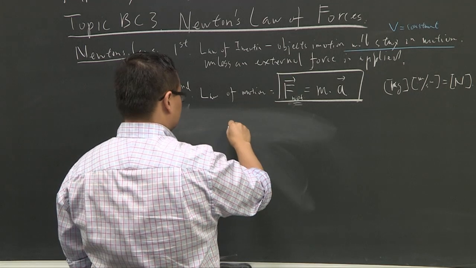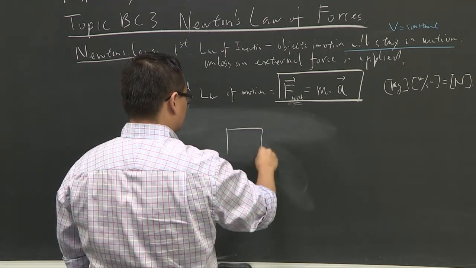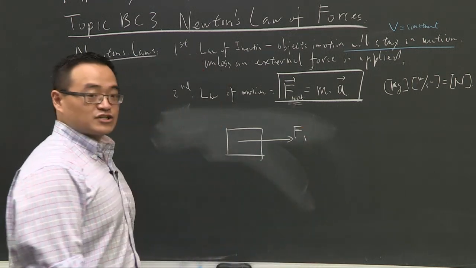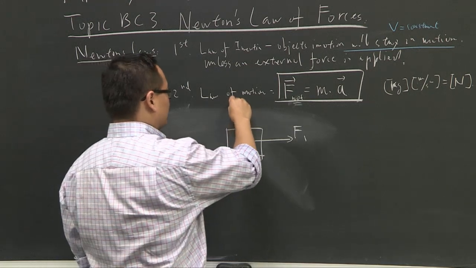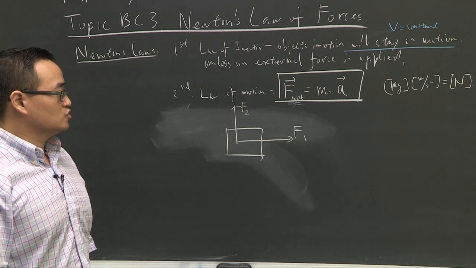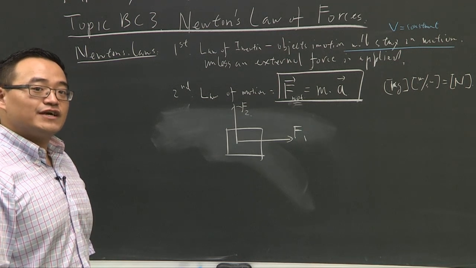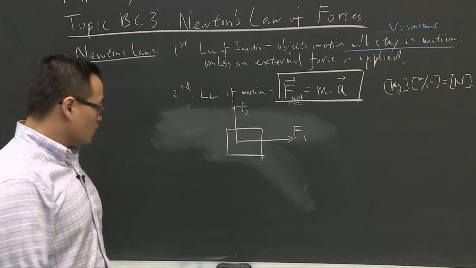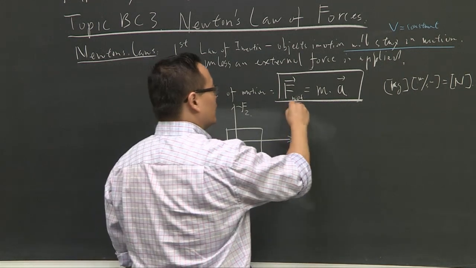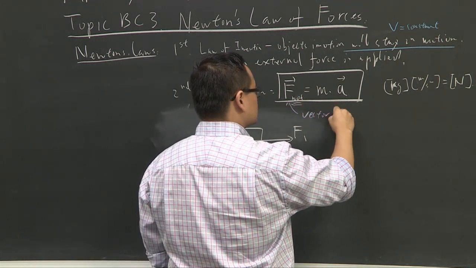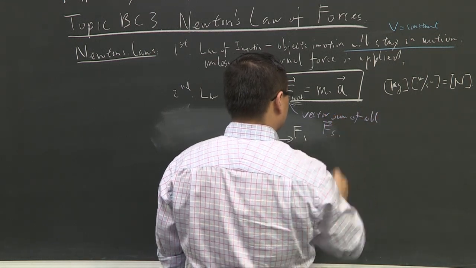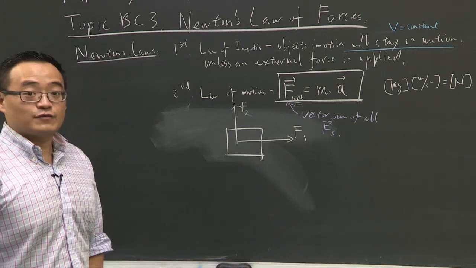So, if I have an object that's being pulled in this direction, and another force that's applying in this direction, what's my net force? Which direction is my object going? Well, how do you find a net force? Net force, in other words, is the vector sum of all force vectors. It's a vector sum of all force vectors.